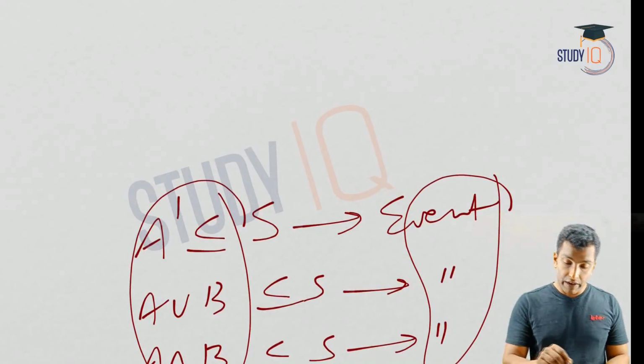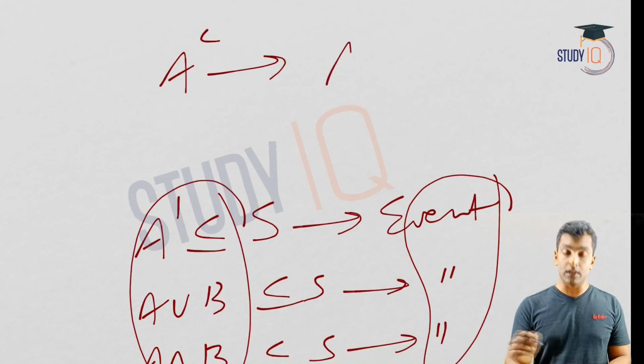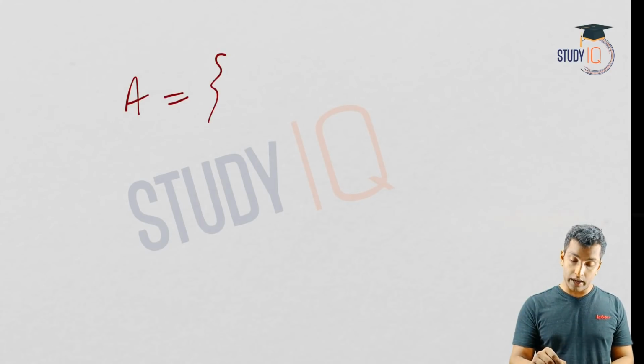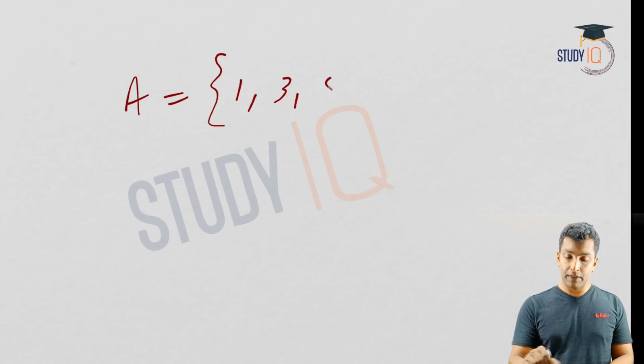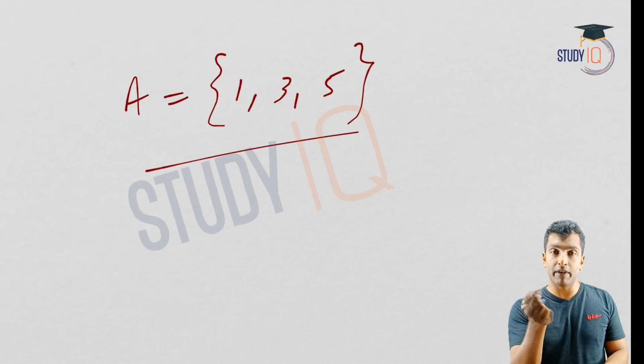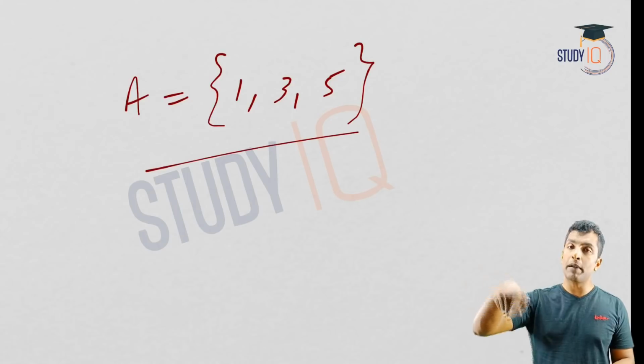So when will you say A complement occurs? You will say A complement occurs if A does not occur. If my event A is defined as getting odd, 1, 3, 5, and I am not getting any odd number when I am rolling the die, that means A does not occur. So obviously what we got is even. So that means A complement occurs.